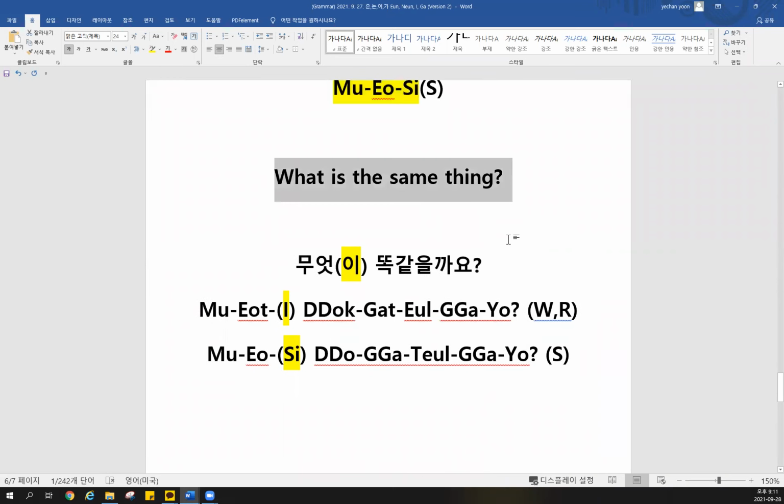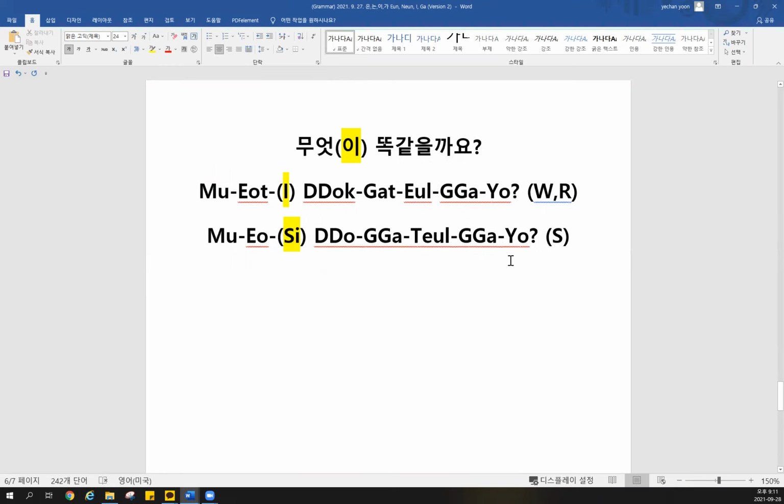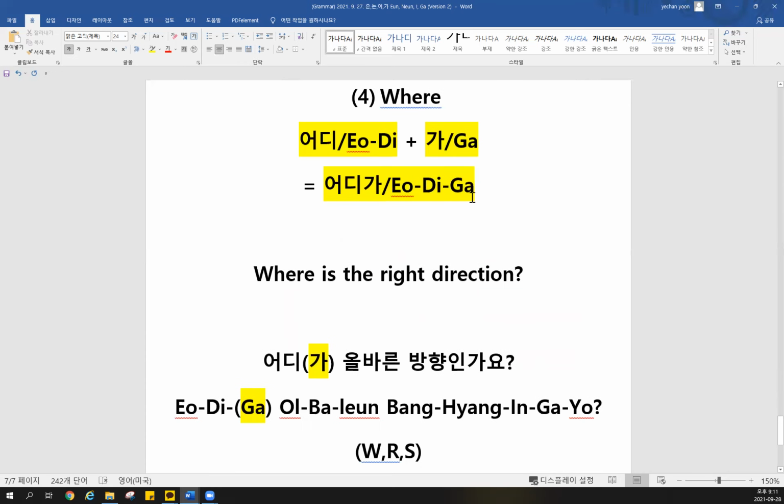This is the example. What is the same thing? You can say 무엇이 똑같을까요? What is the same thing? 무엇이 똑같을까요? All right.